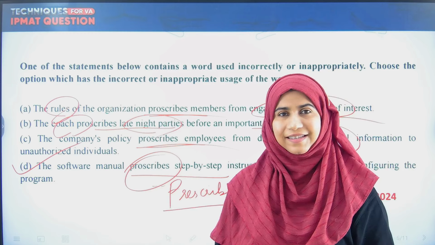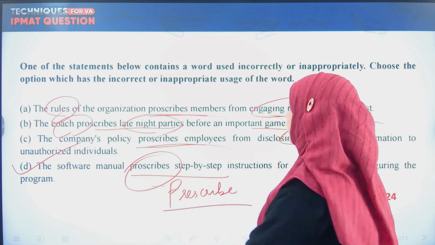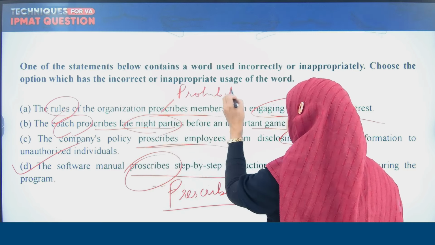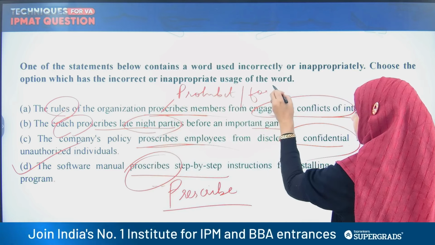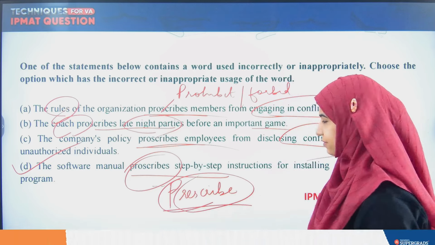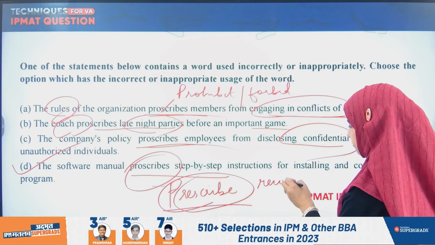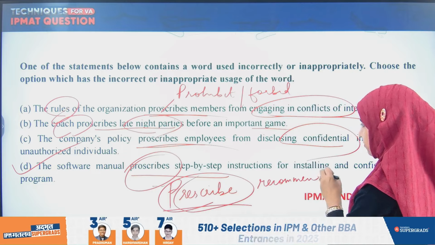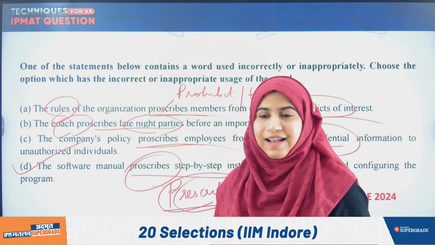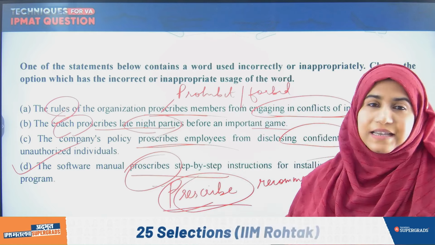Yes? So proscribe, what does proscribe mean? To prohibit or to forbid. And prescribe is to recommend. Here we are talking of a manual which has step-by-step instructions. Right? So your answer is D, delta.